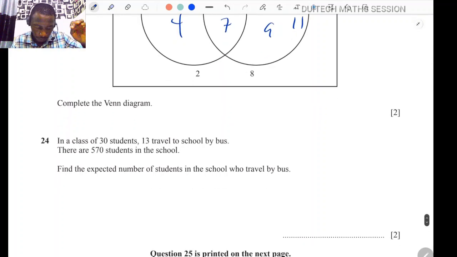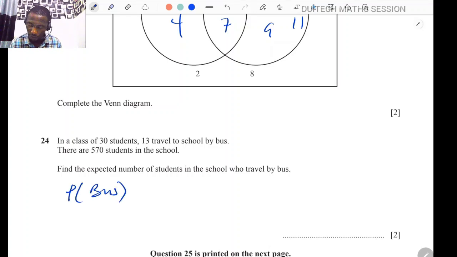Question 24 says, in a class of 30 students, 13 travel to school by bus. There are 570 students in the school. So we want to know the probability of those that traveled by bus. The probability of bus students is equal to 13 over 30, since out of 30 students, 13 traveled to school by bus.